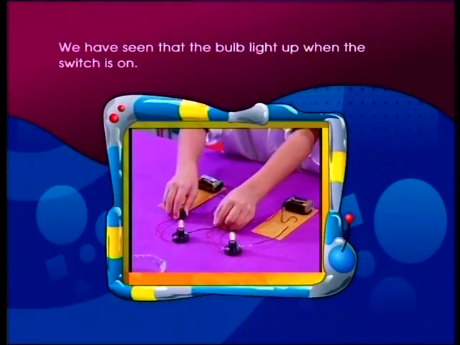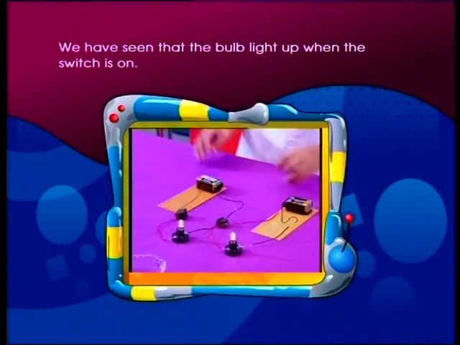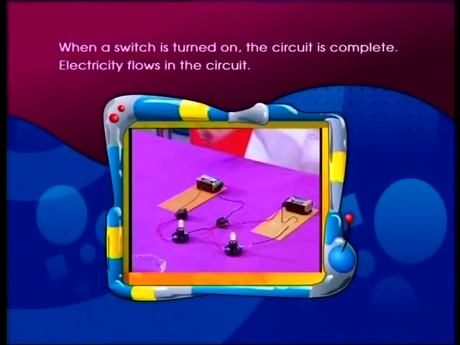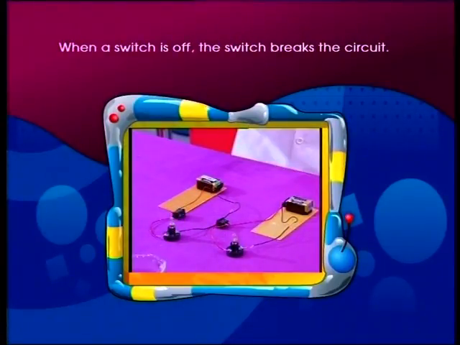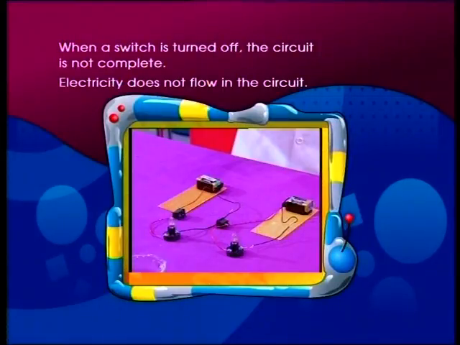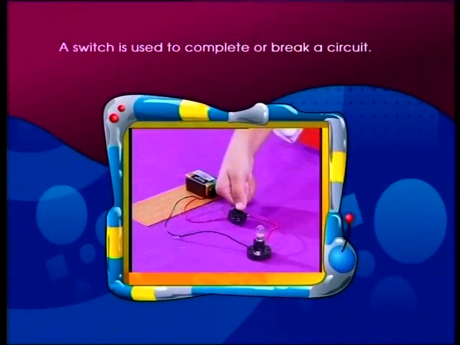We have seen that the bulb lights up when the switch is on. When a switch is turned on, the circuit is complete. Electricity flows in the circuit. When the switch is off, the switch breaks the circuit. When a switch is turned off, the circuit is not complete. Electricity does not flow in the circuit. A switch is used to complete or break a circuit.